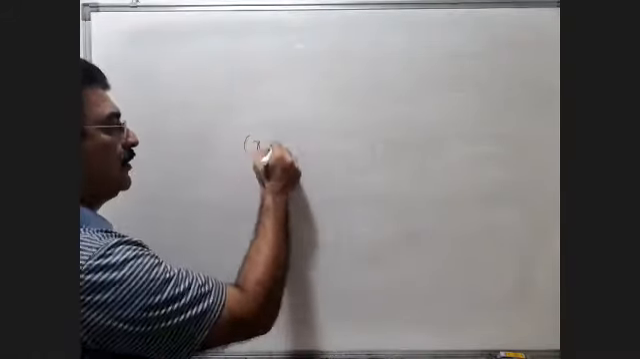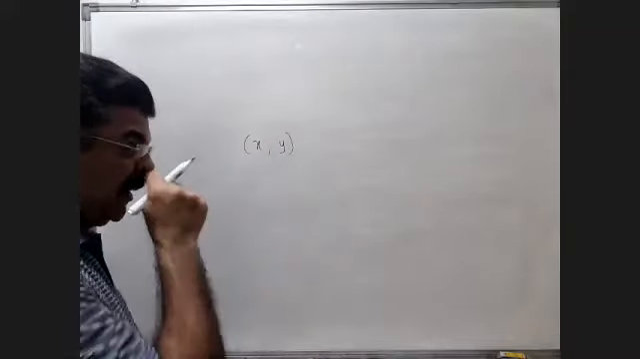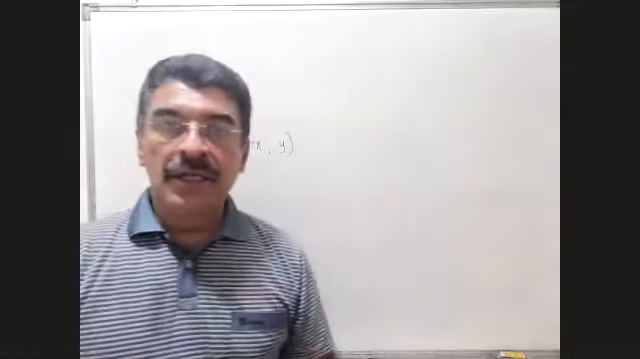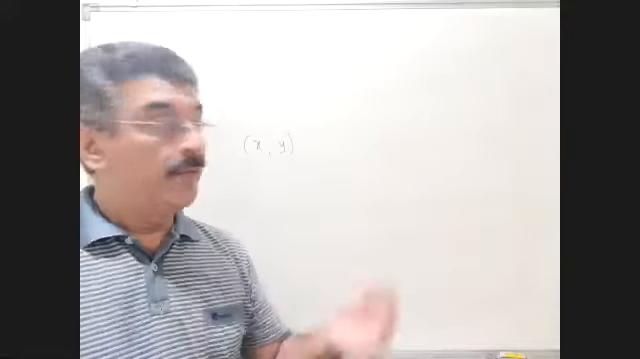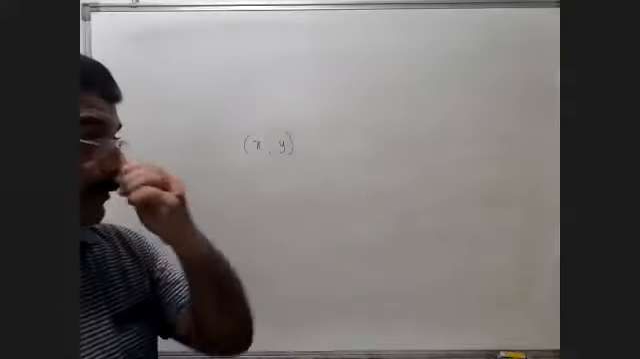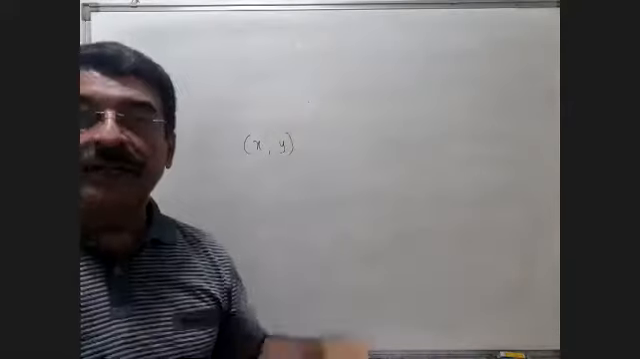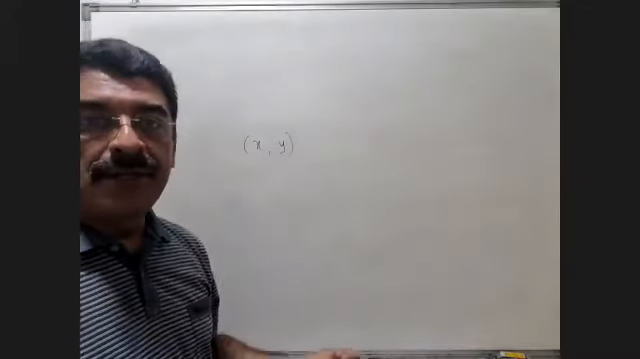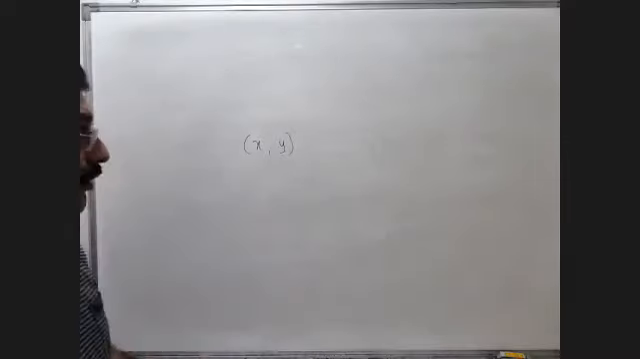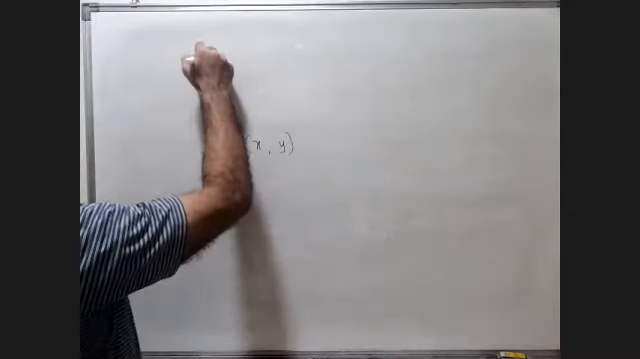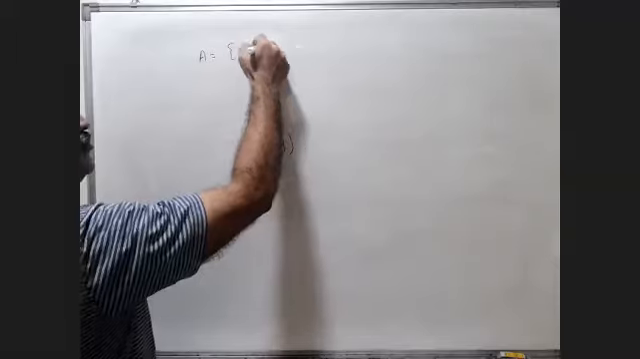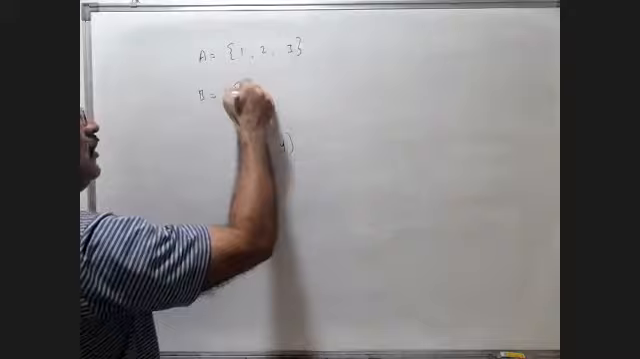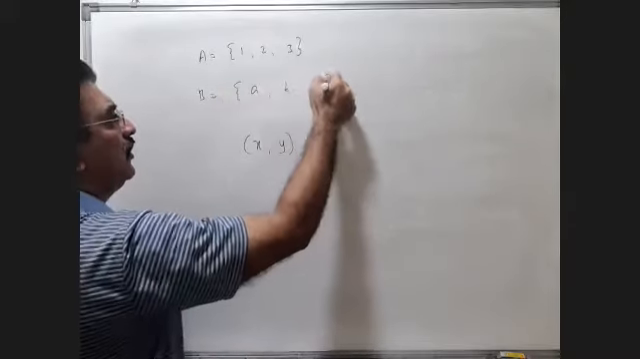So when we write an ordered pair, the first one is the x coordinate, the second one is the y coordinate. So the Cartesian product A cross B is the set of all ordered pairs such that the first element is taken from A, the first set, and the second element is taken from the second set. That's what we discussed. It is very easy to find if A is equal to 1, 2, 3, and B is a, b, c.